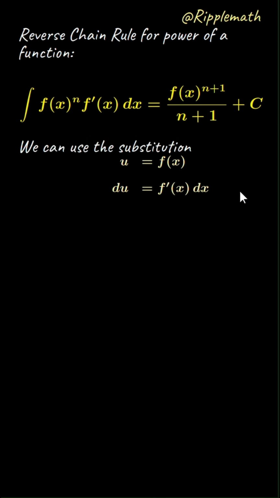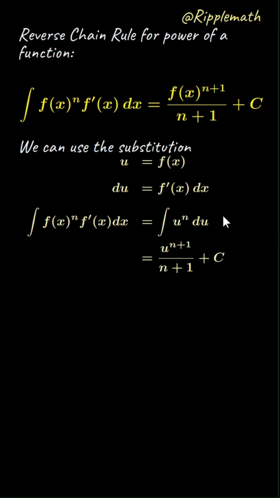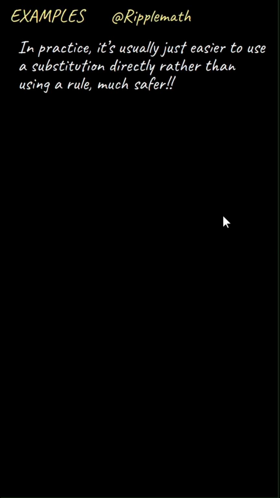Similar with the other one. If you put u equal to f of x, du is f dash of x dx, shove it into the formula, the f dash dx part is just going to become du. So that's easy. It becomes u^(n+1) over n plus 1, plug it back in, and that's it, done deal.